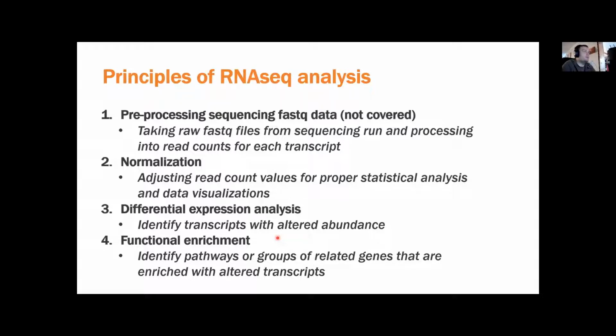But the next steps will be covered, and they include normalization, which basically is adjusting the read count files, normalizing the count values so you can do proper statistical analysis and data visualizations. The next step usually is differential expression analysis, which allows you to identify transcripts that have altered abundance. Another common analysis that we'll go over is called functional enrichment, which lets you identify pathways or groups of related genes that are enriched with the altered transcripts of interest. And this is a good way of helping to interpret what the results actually mean.